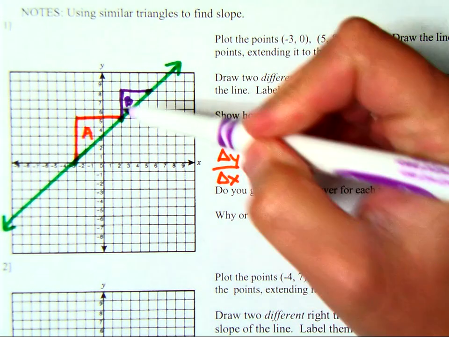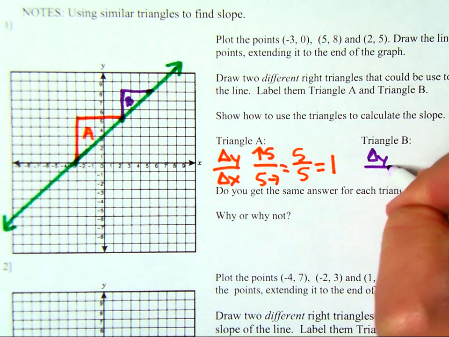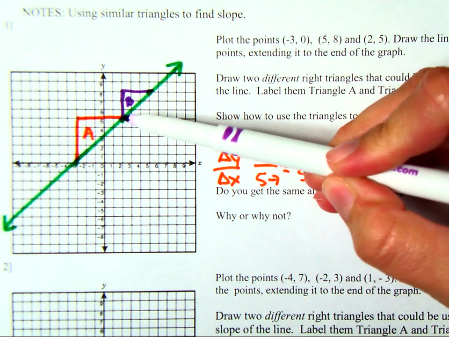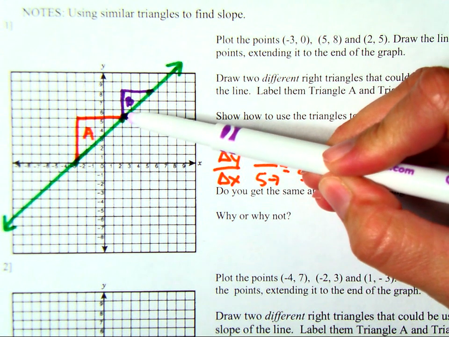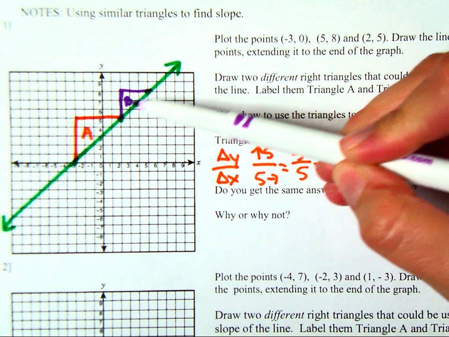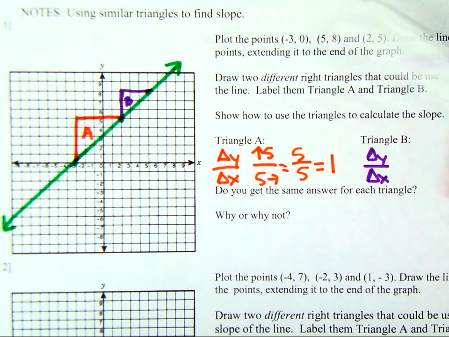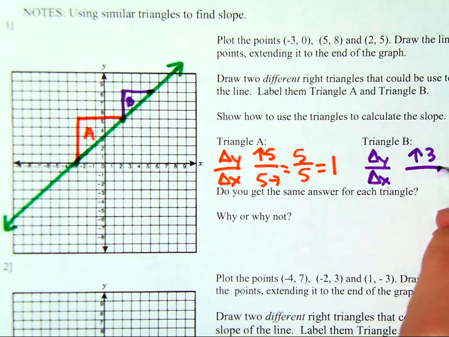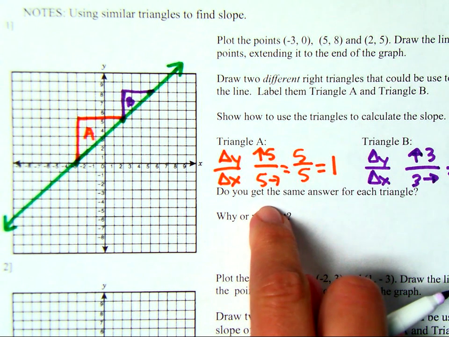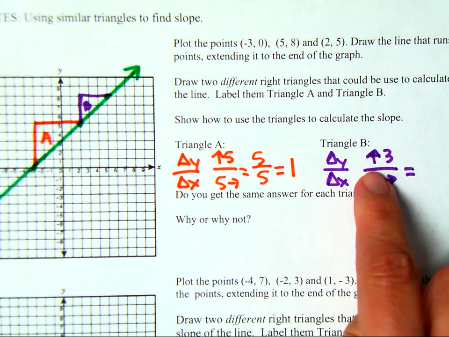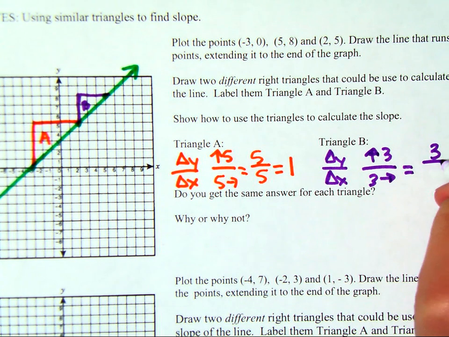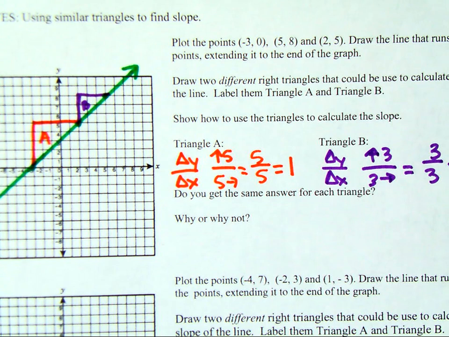But let's see, vertical change compared to the horizontal change. So from this ordered pair, when x was 2, y was 5, and when x is 5, y is 8. 1, 2, 3, so I go up 3, 1, 2, 3 to the right. So even though I went 5 up and then 5 over to the right, and 3 up and then 3 to the right, this is a positive 3 divided by a positive 3, and we get 1.